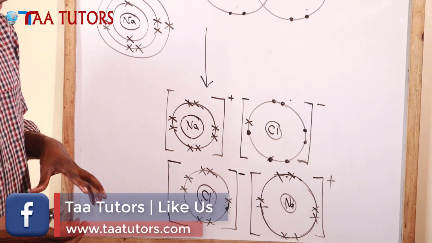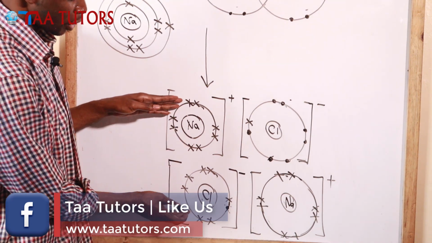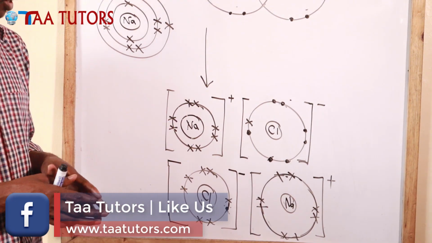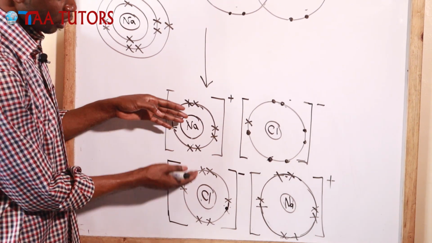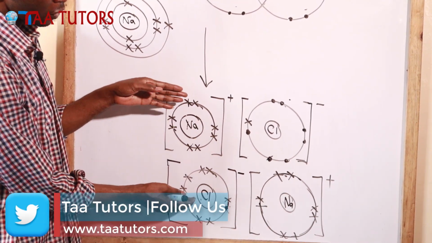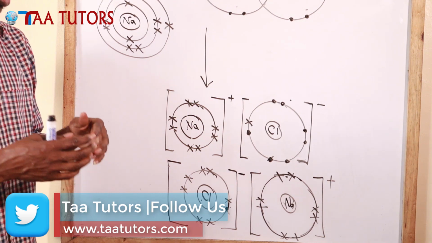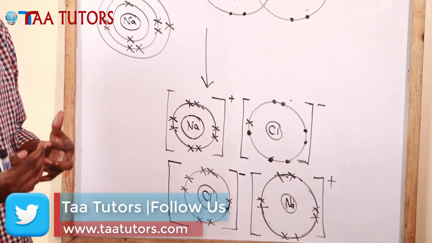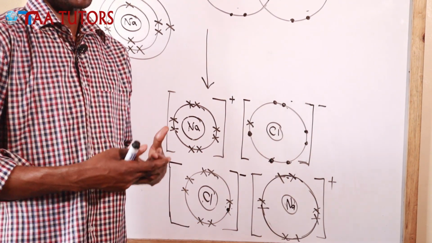The first case which I drew, where sodium and sodium were following each other, a student can actually ask whether there could be repulsion, because if there's positive and positive and then negative and negative, we know that those like charges will repel.